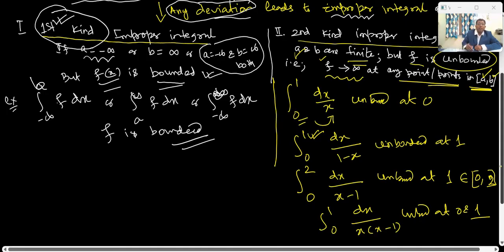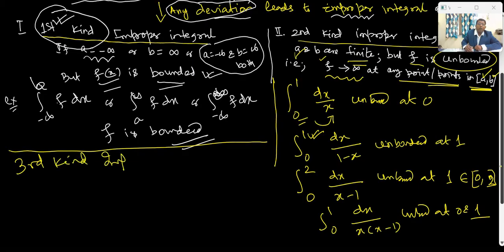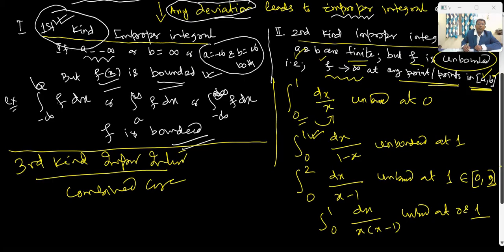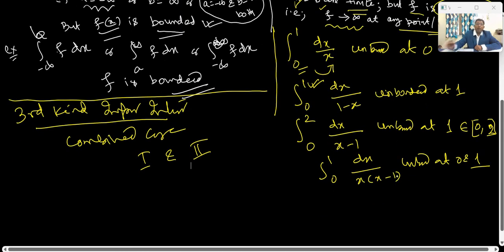Now what is the third type of integral? The improper integral of the third kind. What is the third kind of improper integral? It is a combined case of the first and second kinds. Here the limit is infinite.